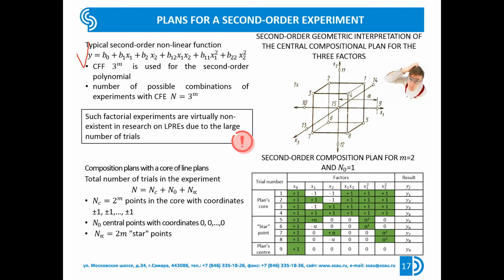At m equals 5, the number of trials is 243, and the number of factors b_i is 21. In this connection, it is not only difficult but also unreasonable to carry out CFE for plans of the second order. Such factorial experiments are hardly ever carried out in research on LPREs due to the large number of trials. A large number of second-order plans have now been developed which are more economical than complete factor experiments.